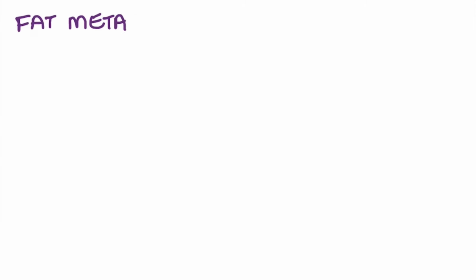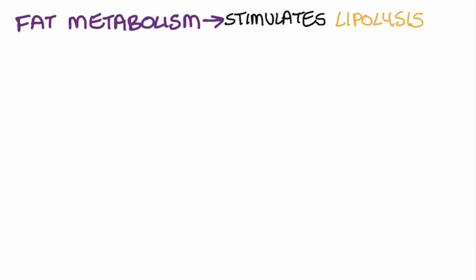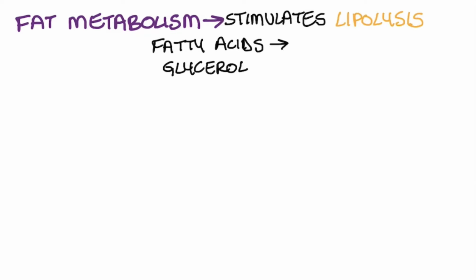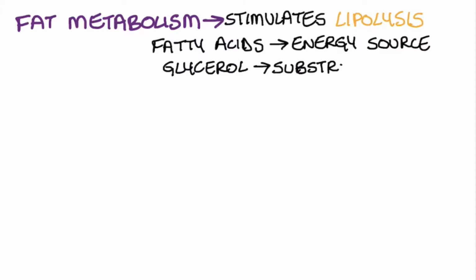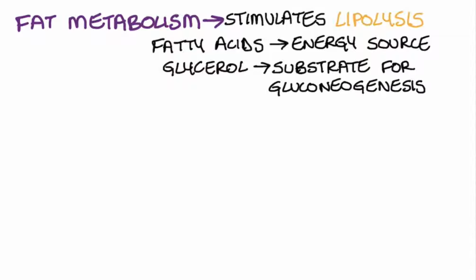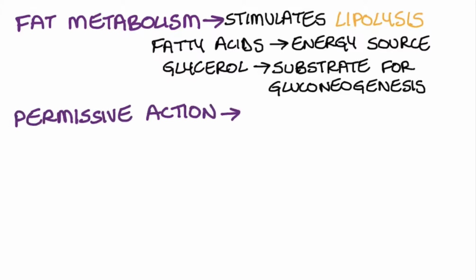Effect on fat metabolism. Cortisol stimulates lipolysis. This breakdown of stored fat releases fatty acids and glycerol. The fatty acids can be used directly as an energy source, while glycerol serves as a substrate for gluconeogenesis in the liver. An important function of cortisol is its permissive action.